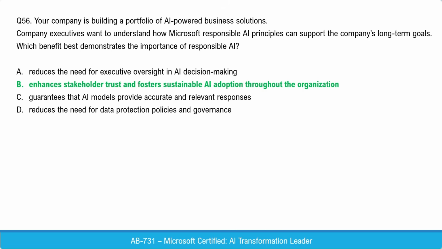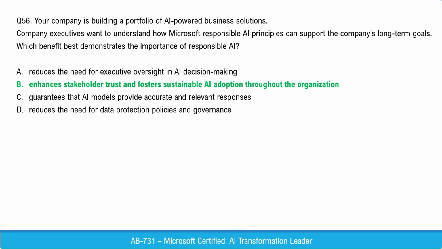Let's understand why. Let's understand the intent behind the question. The company wants to know how responsible AI supports long-term business goals. Option B is correct because responsible AI builds trust. When AI systems are fair, transparent, secure, and accountable, stakeholders such as employees, customers, and regulators are more likely to trust and adopt them. This trust is essential for scaling AI across the organization in a sustainable way.